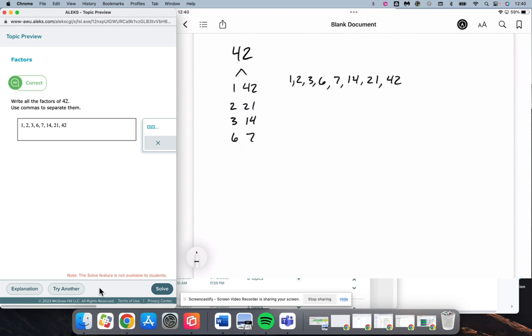So that's how I'm going to go about it for all of these. I'm basically just going to make a list down the left in counting order 1, 2, 3, 4, 5, 6. And then put the one that it's paired with on the right. And when I get to a repeat, I know that I'm done.